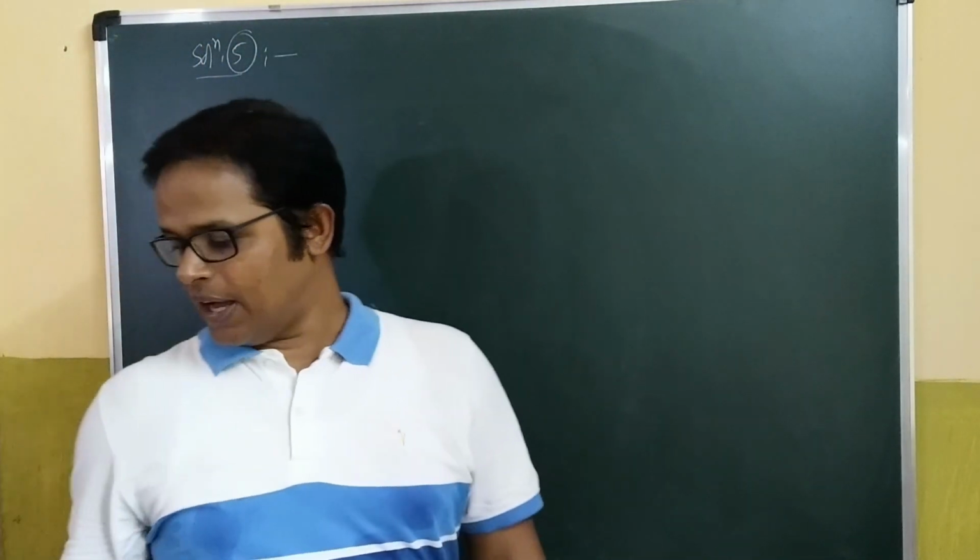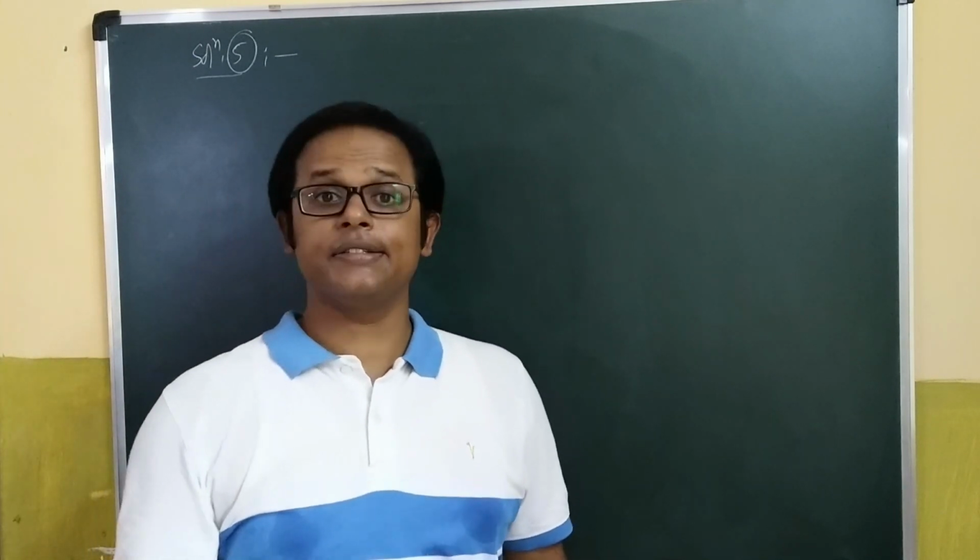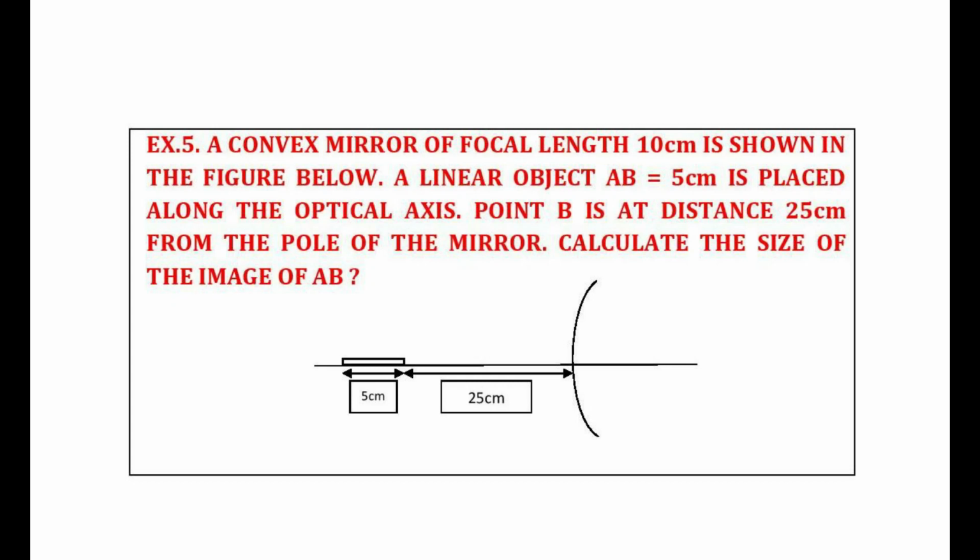The question number 5 reads, oh yes, I have a convex mirror for you. A convex mirror of focal length 10 centimeters is shown in the figure below. A linear object AB of 5 centimeters is placed along the optical axis. The point B is at a distance 25 centimeters from the pole of the mirror. Calculate the size of the image formed of this object AB.